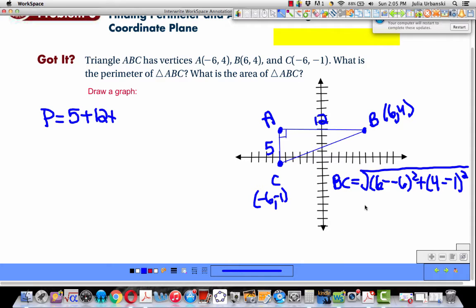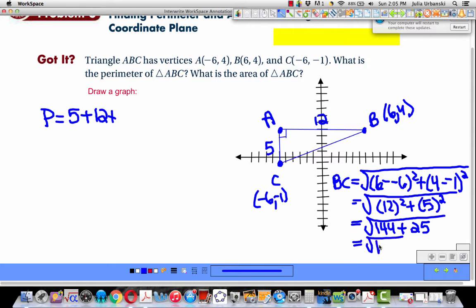And we square it. So that makes 12 squared plus 5 squared. That is 144 plus 25. You can check me in your calculator as we go along. That makes the square root of 169. And if you type that into your calculator, you will get 13. So the side right here, the longest side, is 13. That's also called the hypotenuse. So we add that into our perimeter and we get an actual number. 25 plus 5, we get 30 units.